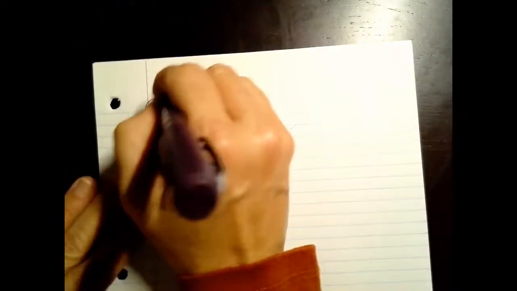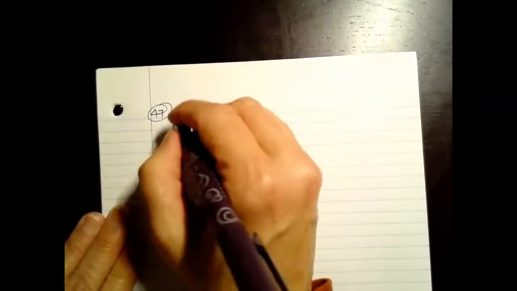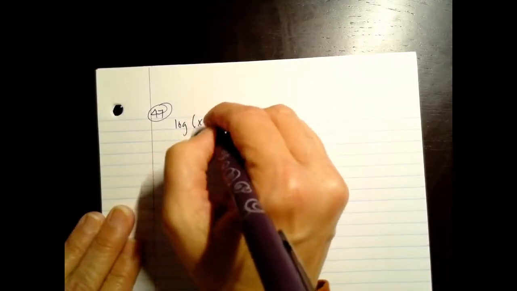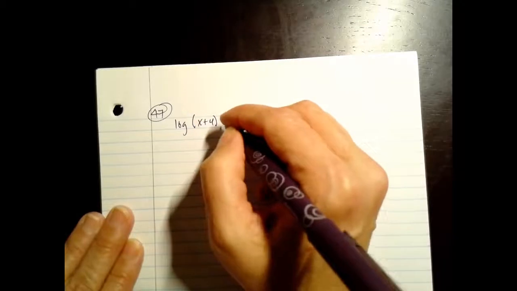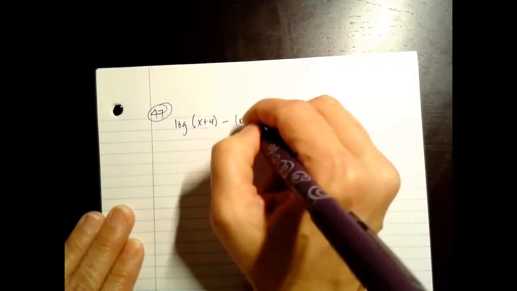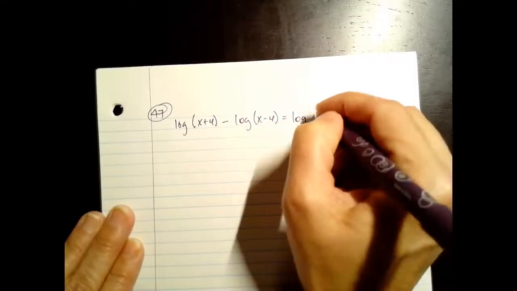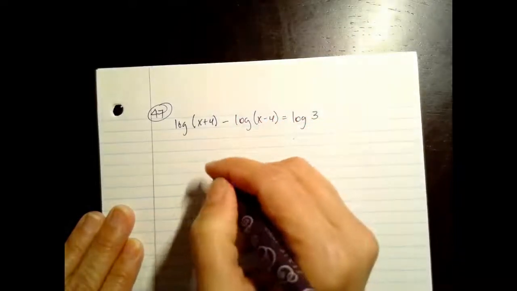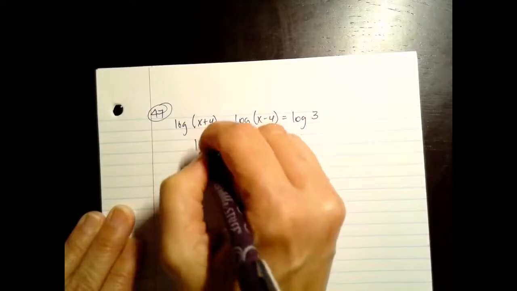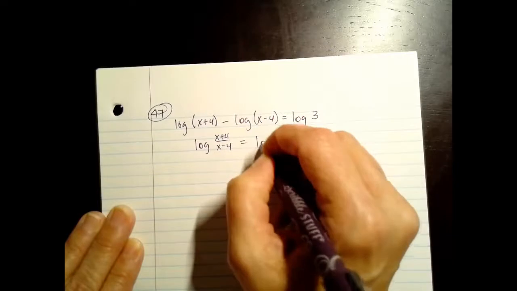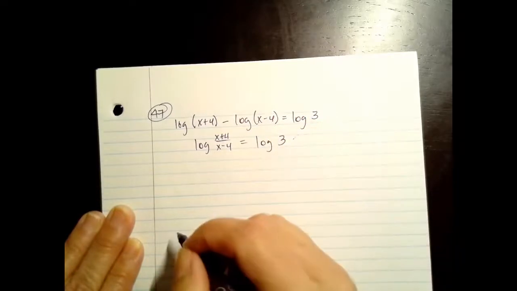What number are we on now? 47. Okay, so 47, same type of problem. So we have log, and I'm going to write this as x plus 4. 4 plus x and x plus 4 is the same thing. Minus log x minus 4 equals log of 3. And so log of x plus 4 over x minus 4 is equal to log of 3.